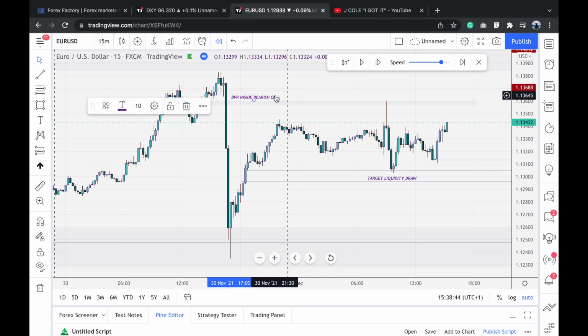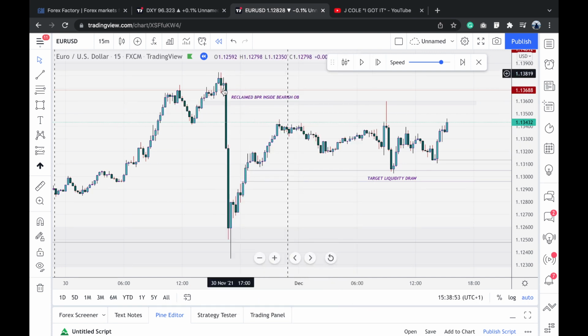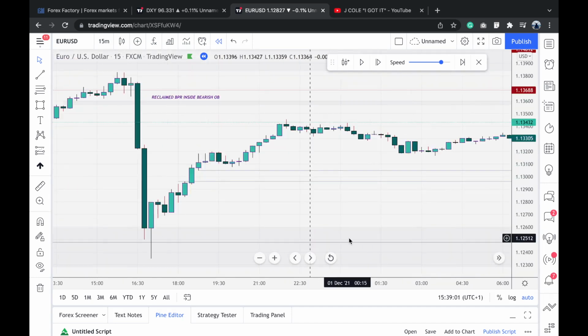Okay, and this is a reclaimed balanced price range. So it's a reclaimed balanced price range because we traded up into that the first time. Look at the way the market responds to this. We have a buy side inefficiency, buy side balance, sell side inefficiency. The market bounces off that here.